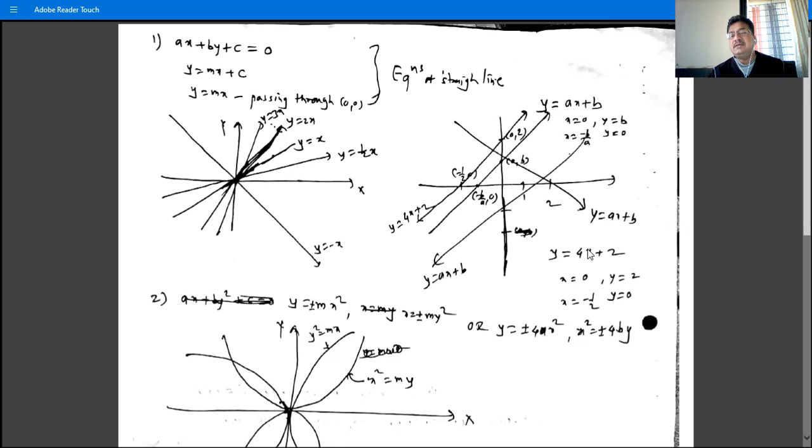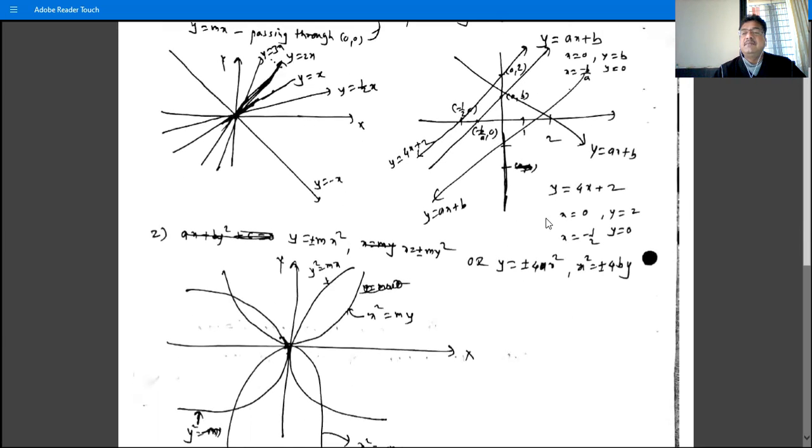And then substitute y is equal to 0. Then we have x is equal to minus half. And then (minus half, 0) is this point. And the line passing through these 2 points is y is equal to 4x plus 2. So we can draw the line by using its equation. Just find 2 points on the line.